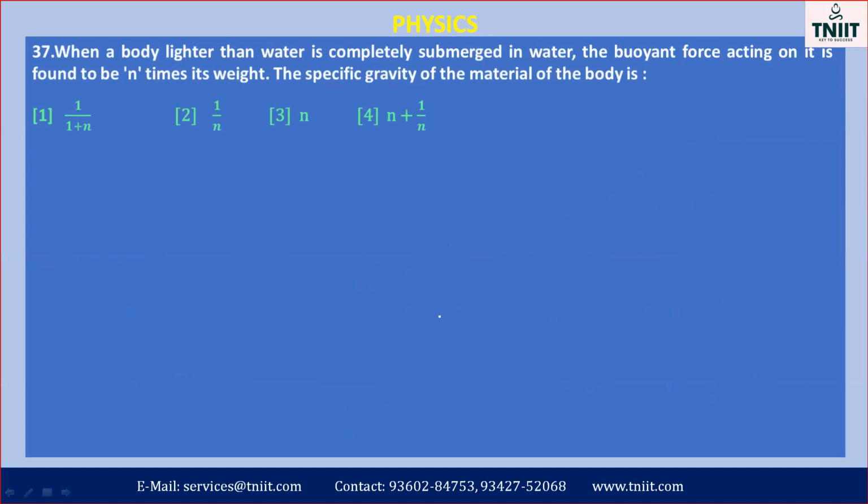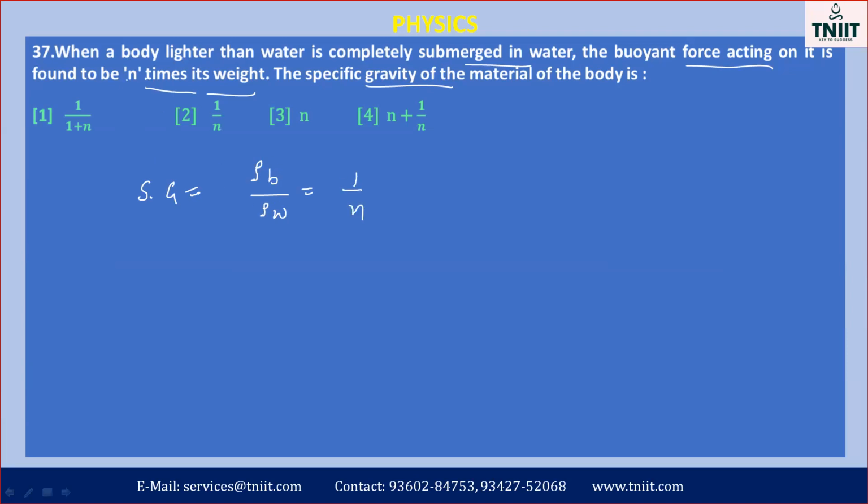When a body lighter than water is completely submerged in water. Yes, because density less means it will sink into the water. If the buoyancy force acting on it is found to be n times its weight, then what is the specific gravity? Please remember the specific gravity is the density of the body divided by the density of water.